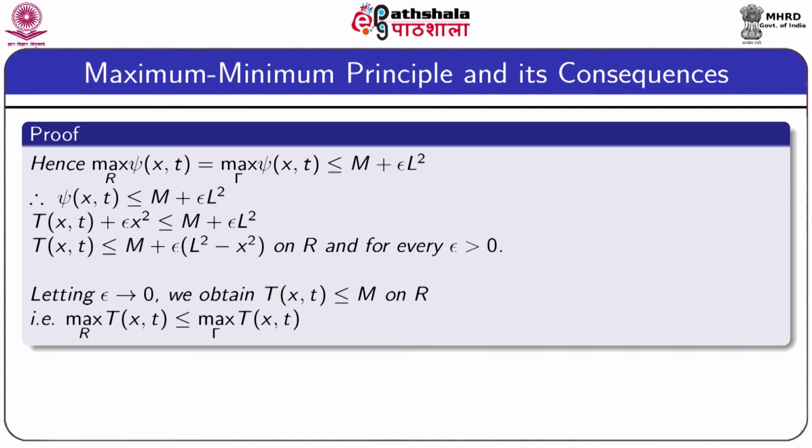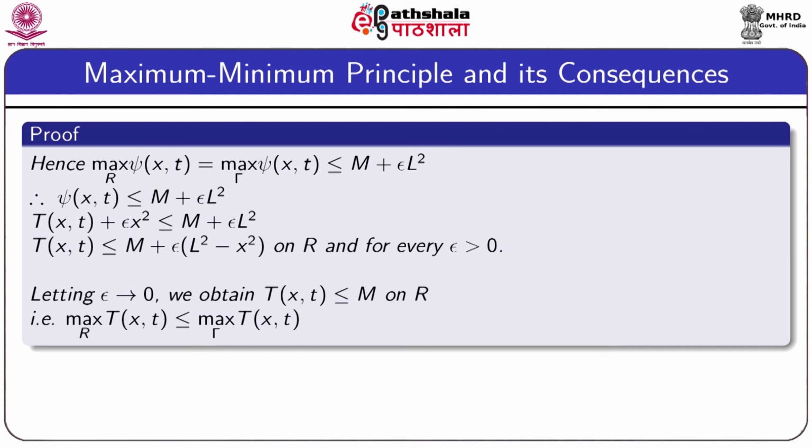Therefore, the maximum of psi over the region R is equal to the maximum of psi over the region gamma, and we know that psi is equal to T plus epsilon x square. So the maximum of psi is less than or equal to capital M plus epsilon L square. Therefore, psi is less than or equal to capital M plus epsilon L square. So for any point in the region capital R, we obtain psi less than or equal to M plus epsilon L square.